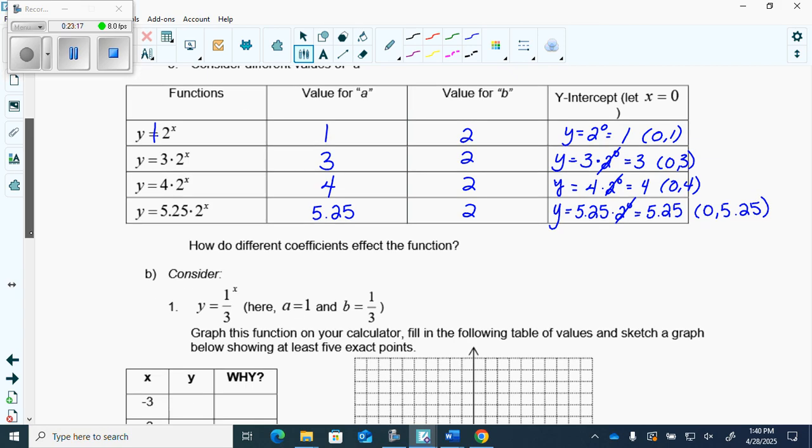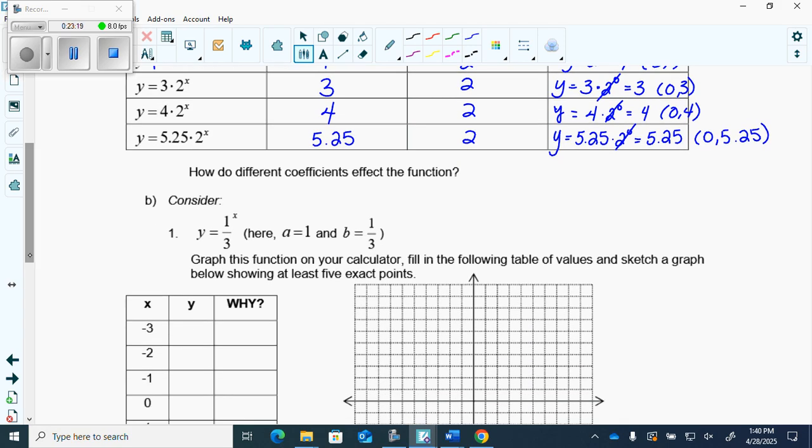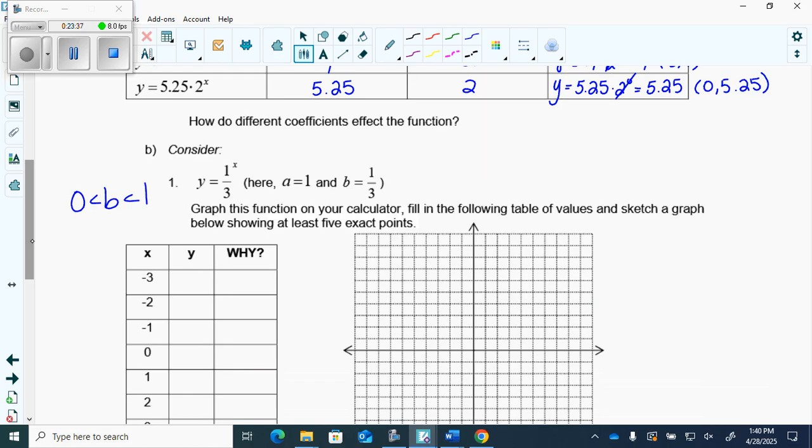All right. What happens if our b is now between 0 and 1? So this is the third, correct? The b's we've looked at have all been greater than 1: 2, 4, 5.25, right? This b value is between 0 and 1. So let's actually graph this one. So my new y is going to be 1/3 to the x.